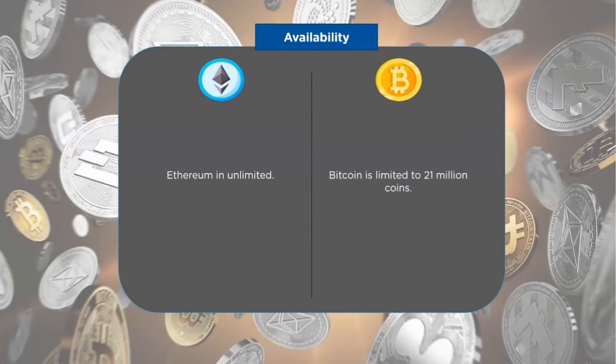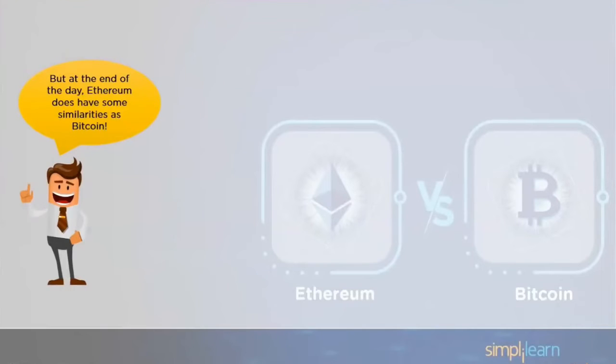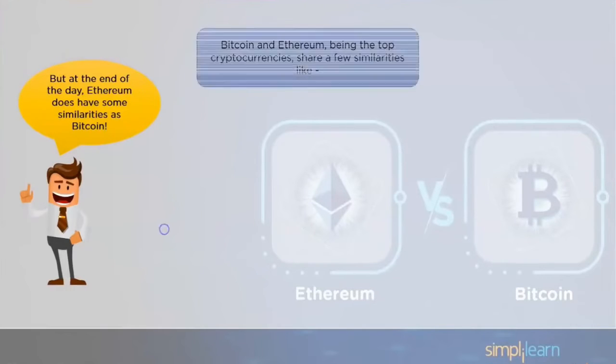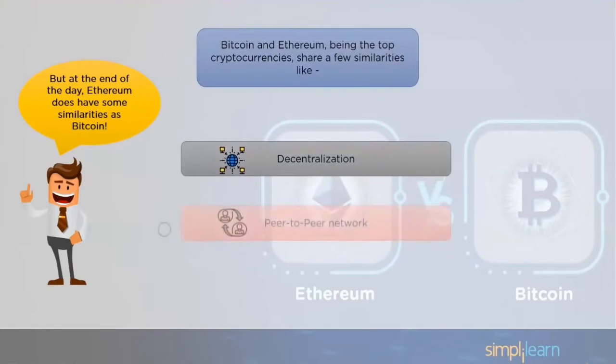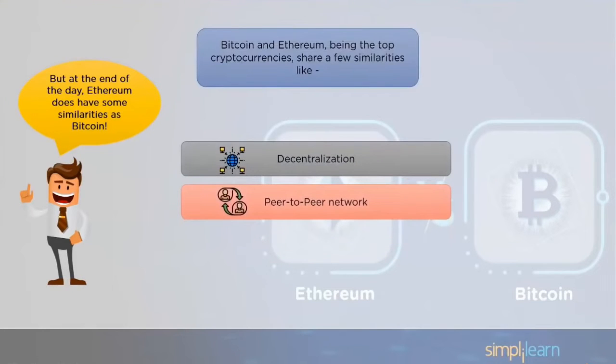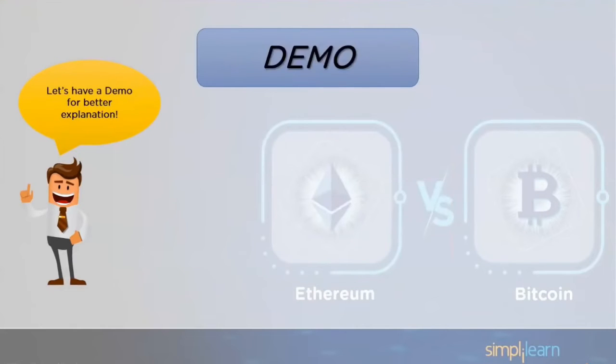But in the end, both Bitcoin and Ethereum, being the top cryptocurrencies, share a few similarities. Like both are decentralized and can be used to have a peer-to-peer transaction, proof of work also, both have a large network of independent nodes. Now, let's have a demo.